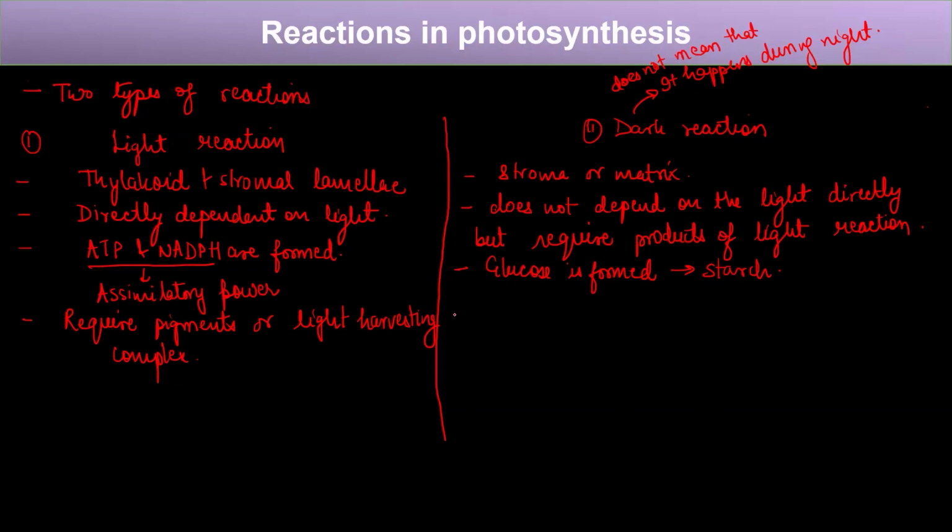Now, what is required during the dark reaction? So the dark reaction is an enzymatic reaction. So it requires enzymes, right? And what enzyme is required? It requires rubisco. Okay. So rubisco is an enzyme that catalyzes the formation of glucose, and this glucose formation takes place in the dark reaction, right? So this is the difference between the light reaction and dark reaction. Okay.